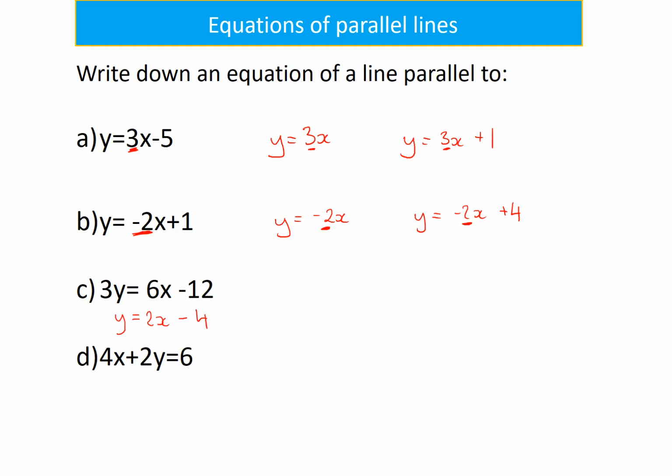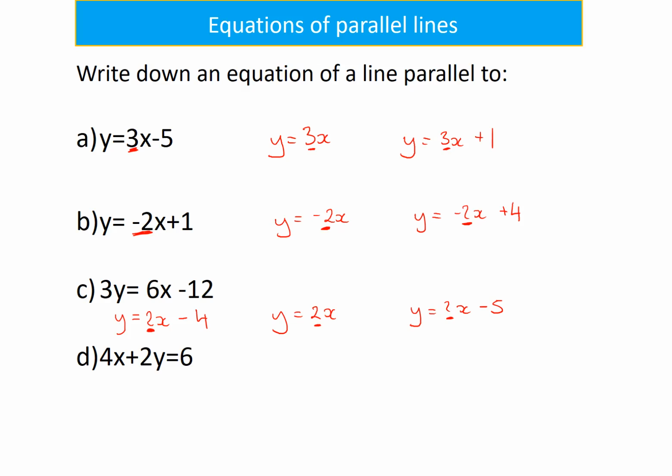Now that the equation is in the form y equals mx plus c, I can see that the gradient is 2. So y equals 2x would be the line that is parallel to this one. It could be y equals 2x minus 5, for example. That will also be parallel to the line in question C, because the gradient is 2 for all of those lines.